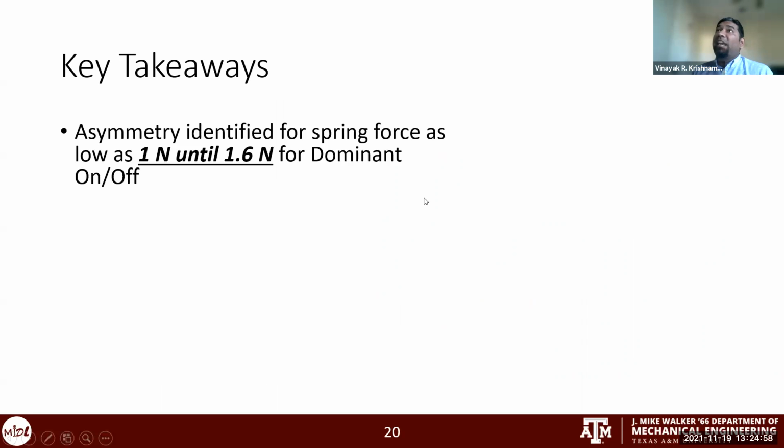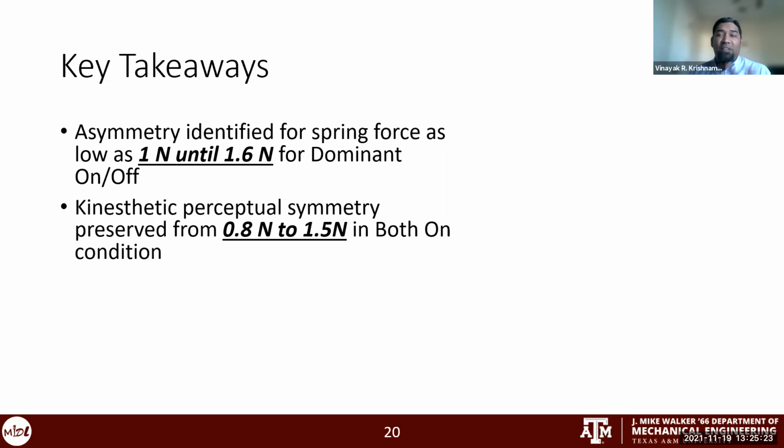First, we were very interested in knowing whether there is a limit to the force that allows one to detect these asymmetries. We found that people could identify asymmetry for a spring force as low as 1 Newton all the way up to 1.6. So that's the maximum when the dominant device was on or off, right? So when one of the devices was switched off, okay?